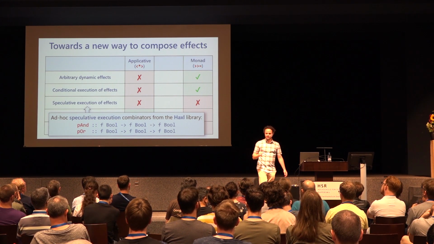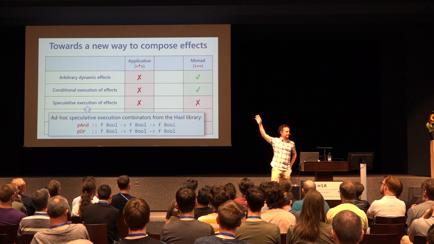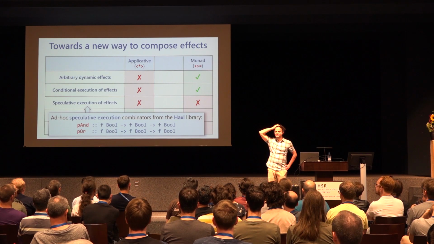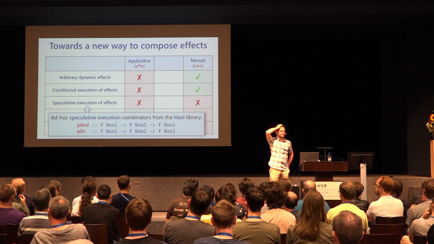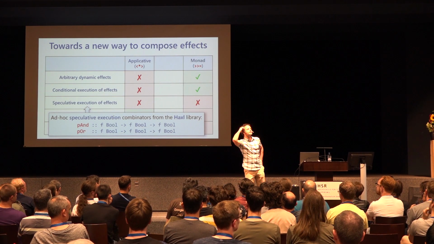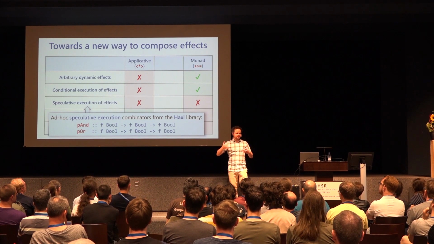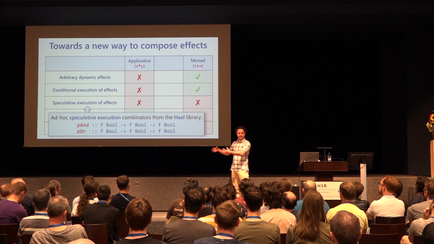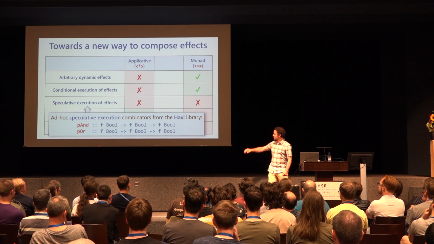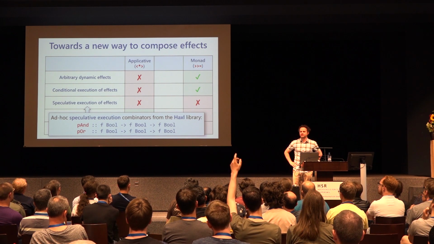Just to check that you're following closely, why can't we implement this using monads? Any suggestions? Yes, exactly. Monads require you to execute things in sequence, and we want to start them in parallel. Good point. What about applicative functors? Why can't we express this using applicative functors?